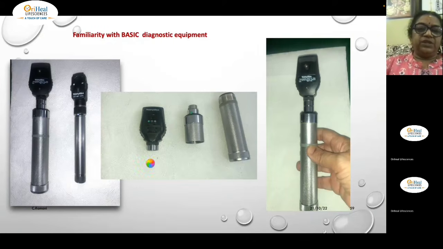Then you have the basic instruments. The diagnostic equipment is the direct ophthalmoscope. When you say direct ophthalmoscope, you are not going to put any condensing lens between the examiner's eye and the patient's eye. You are directly viewing the eye. That is why it is called a direct ophthalmoscope.